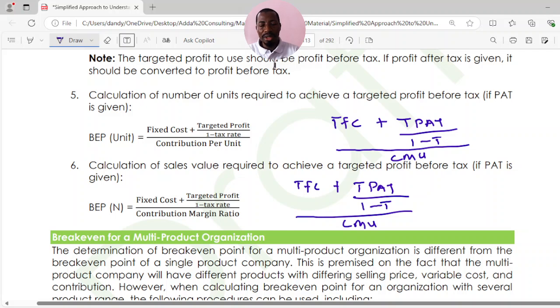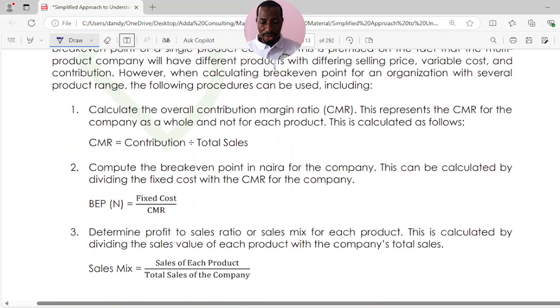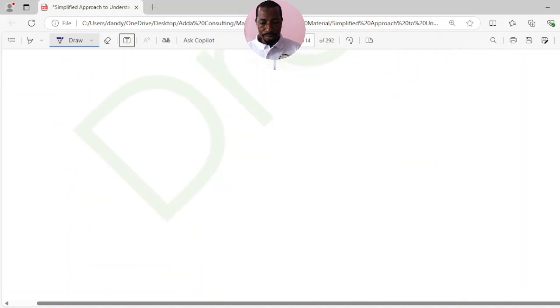Now, all these formulas I've demonstrated so far are meant for a single product organization. The next thing we are going to talk about is break-even for a multi-product organization. But before we go to that, let's have an illustration to demonstrate our learning for a single product organization. All these 6 objectives, we can have a question that will help us demonstrate that. All right, so let's go for illustration.